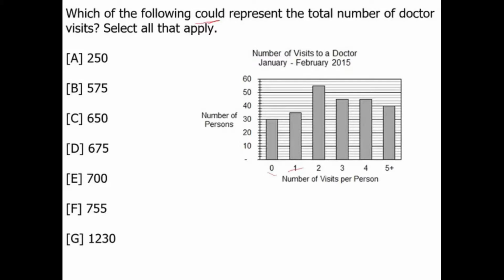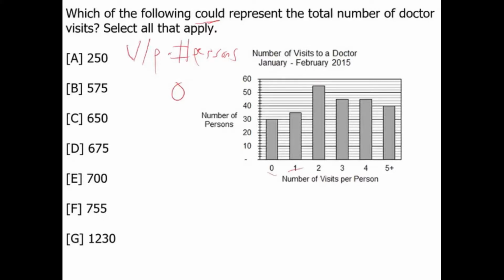So we are going to calculate the total number of visits by taking the number of visits per person, which I'm going to write as VP, and then multiplying that by the number of persons. So let's get started on that. First, we see 0. So anything times 0 is 0. I'm just going to write 0 for that.